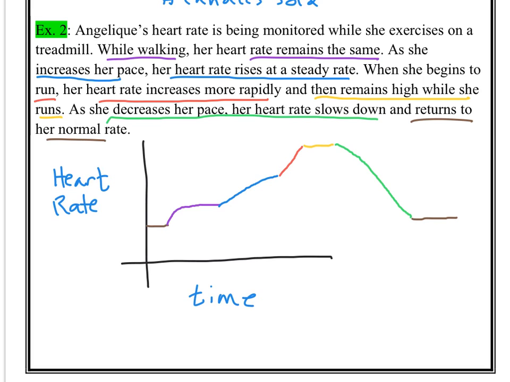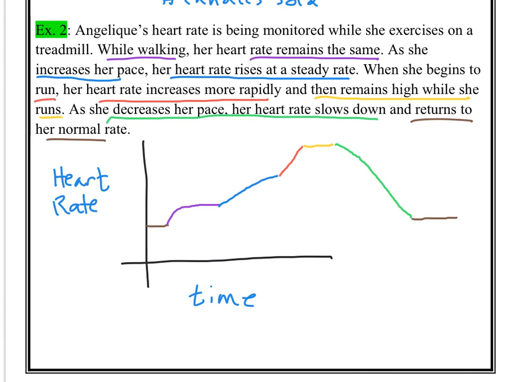And so you notice that we don't have any numbers here or here because we weren't given any values like we were with Simon's candles. So I don't know what her resting heart rate is. I don't know what her heart rate becomes as she walks or runs. I can only guess that her graph would look something like this.